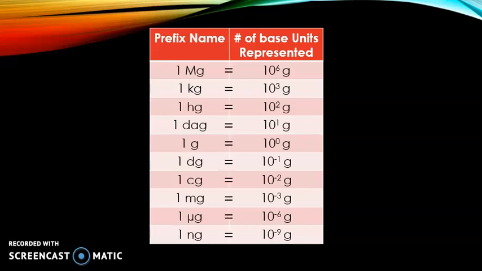So I want to make sure that this is absolutely clear. Now, I was just kind of talking through these, but this is exactly how this chart is going to get used as a series of what I like to call equivalence statements. So on the left and on the right, these two things will equal each other. So 1 megagram will equal 10 to the 6th grams.